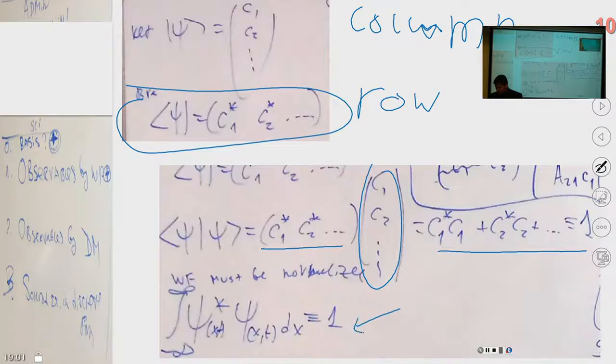Normalization for continuous and for discrete.